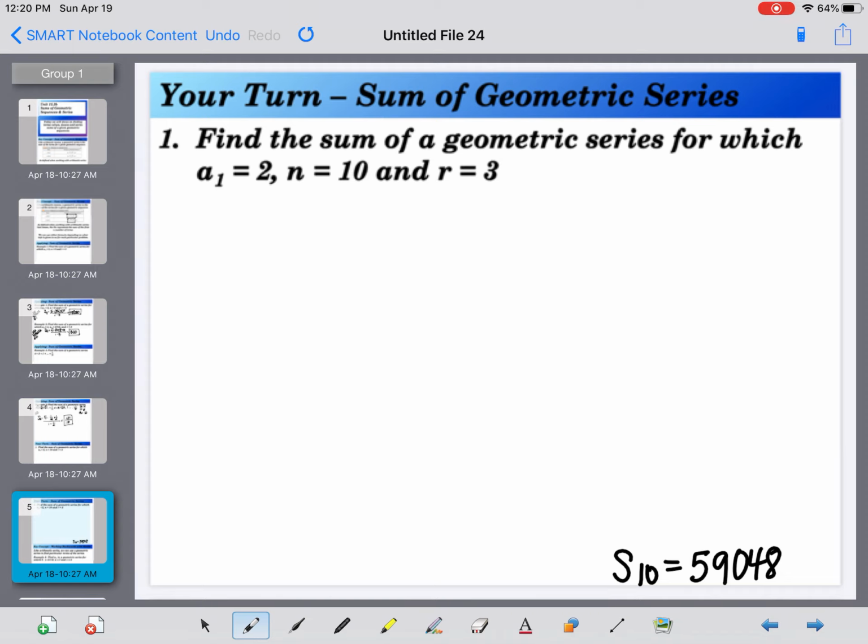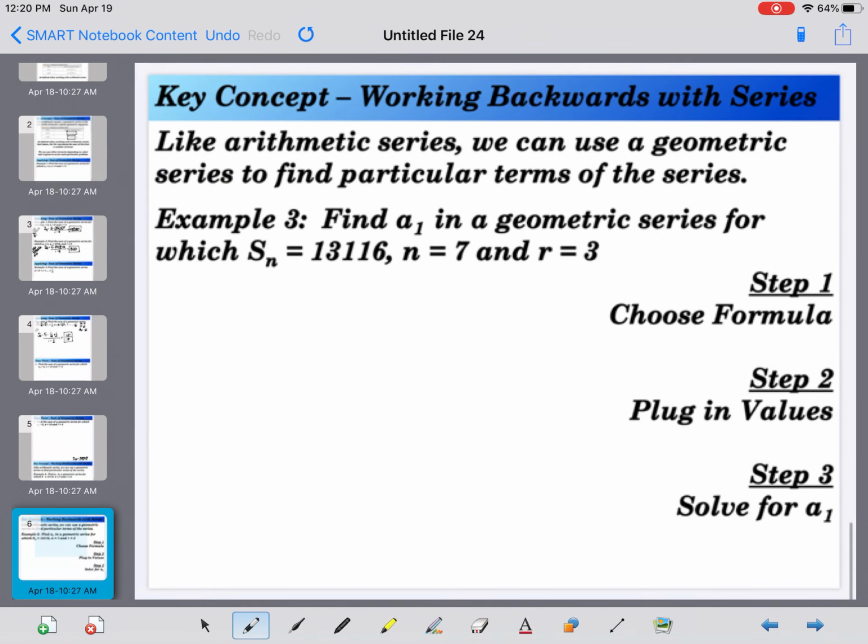All right, here is your turn of the day. Your final answer is written on the bottom. Make sure that you can arrive at that before moving on. If you have any questions at this point, pause your video and be sure to ask them. Okay, and we're moving on. We got 2 more examples and a your turn ahead of us.